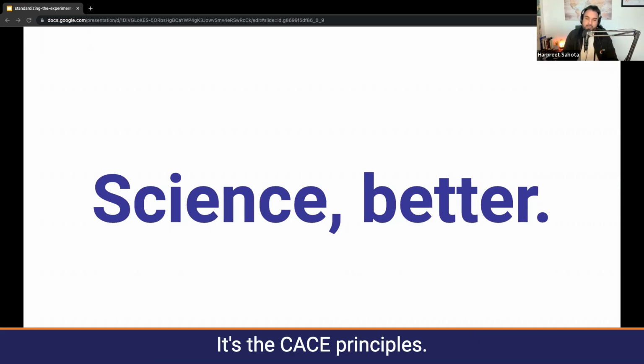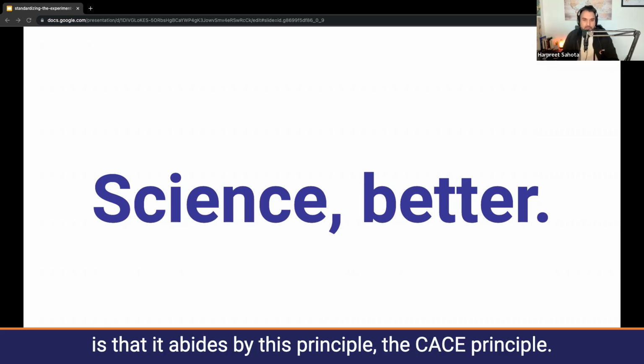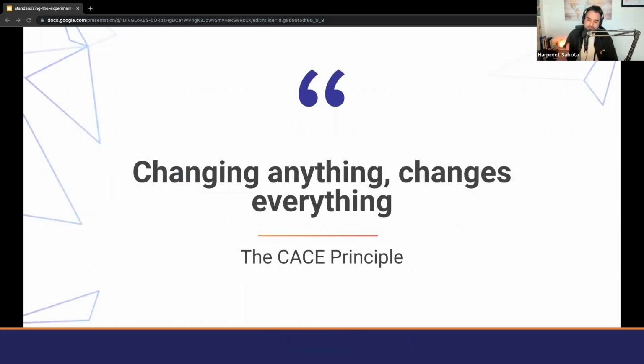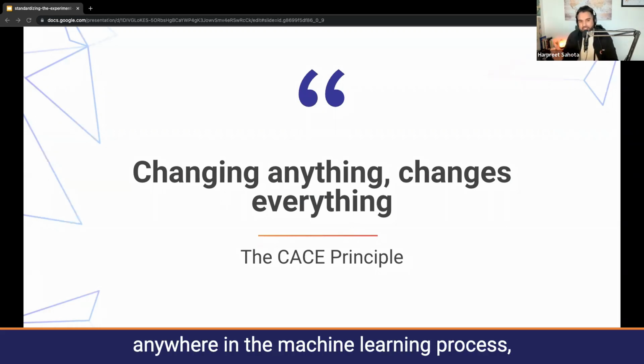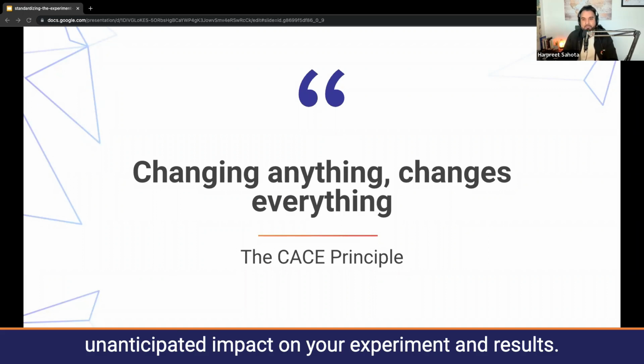It's the CACE principle. Because if anything is true about machine learning, it's that it abides by this principle. So what is the CACE principle? CACE means changing anything changes everything. It's a phenomenon by which a change anywhere in the machine learning process, especially those furthest upstream, will have an unanticipated impact on your experiment and results.